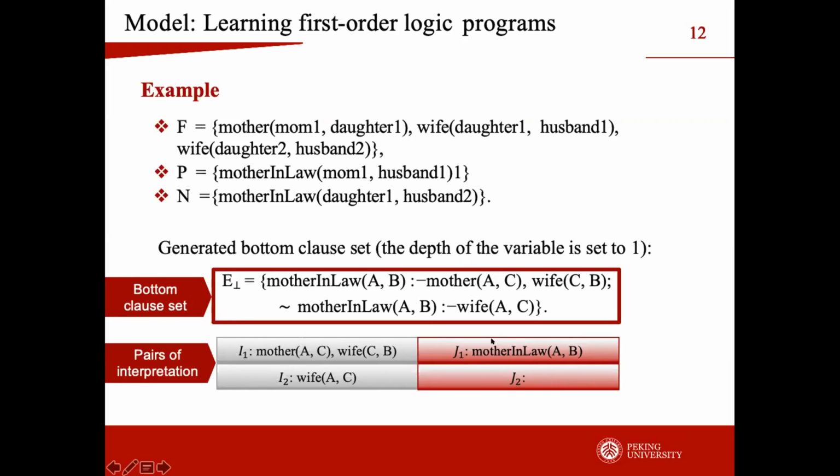I1 and G1: I1 is the body of first order features in the first bottom clause, and G1 is the head first order feature in the first clause. Because the head of the second clause is with negation, we just use an empty set as the output interpretation.